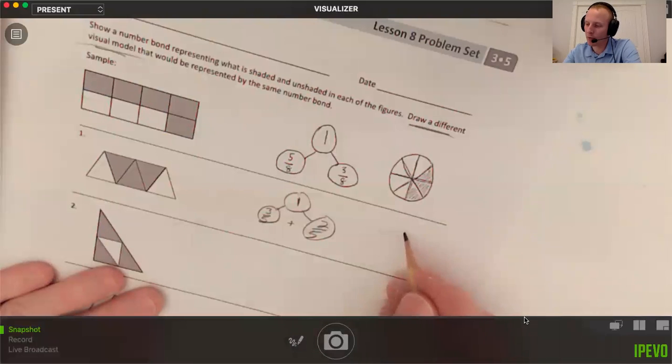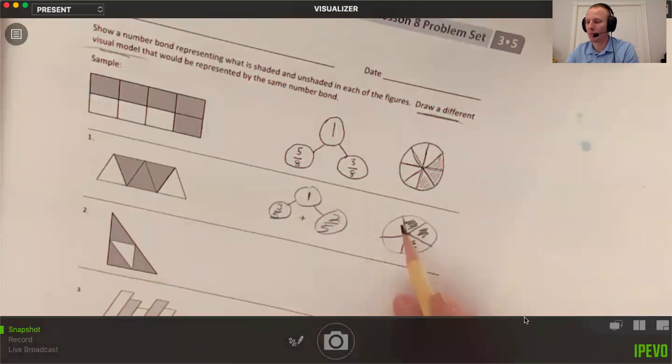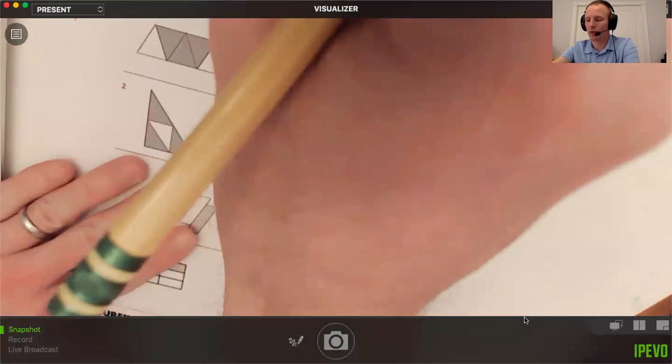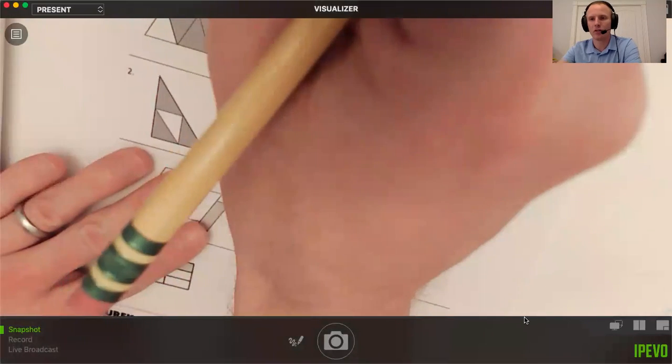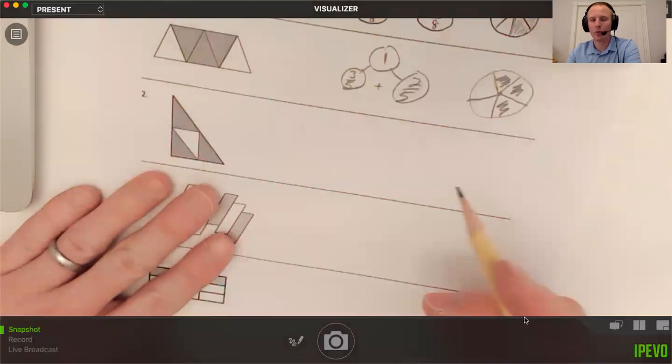Another way to draw that would be, we'll use the circle. 1, 2, 3, 4, and 5. So I have 3 shaded, 2 unshaded, and I have made up one whole by doing that. If I combine my 2 unshaded and my 3 shaded, I make up one whole circle. I like using the circles for this. It's an easy representation to show that you've indeed added up to one whole.